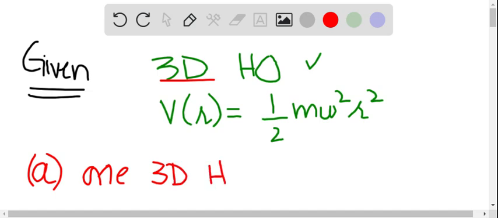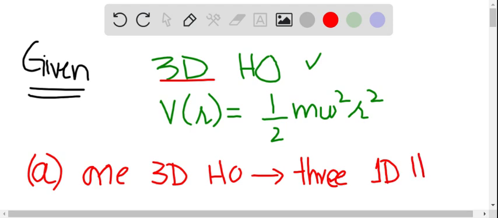Now, the first part is that we need to convert this 3D harmonic oscillator into three, let's write it as three 1D harmonic oscillators, right? The small is for oscillators. Fine. So we are required to convert one 3D harmonic oscillator into three 1D harmonic oscillators using the separation of variables technique, right?